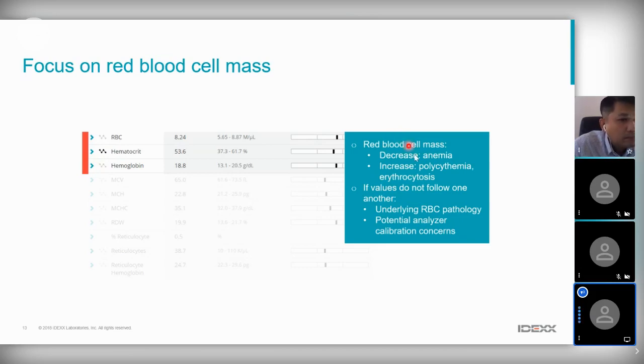And increase is known as polycythemia or erythrocytosis. And if RBCs increase or decrease, the hemoglobin and hematocrit will eventually also, because they follow the similar trends. And if they do not follow the similar trends, that means there is some underlying RBC pathologies there. The RBCs are not the way they should behave, or there could be a potential analysis calibration concern that could be dealt with by the service team.